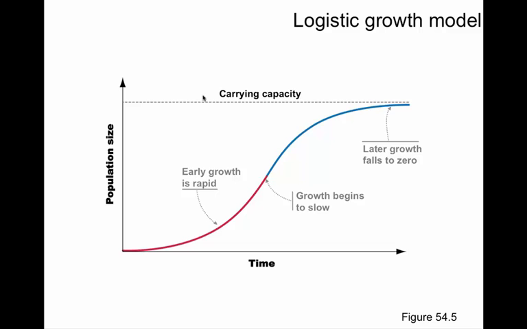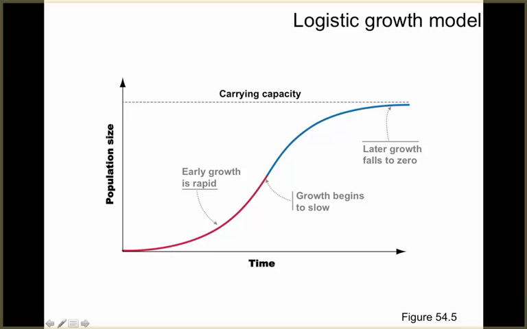Okay, let's now consider a somewhat more complicated but realistic way of mathematically describing population growth, and that is referred to as the logistic growth model. This is shown in figure 54-5, which is in front of you right now. Again, population size is shown on the y-axis. So you can think of this as just simply being the familiar N. And then time is shown here on the x-axis.